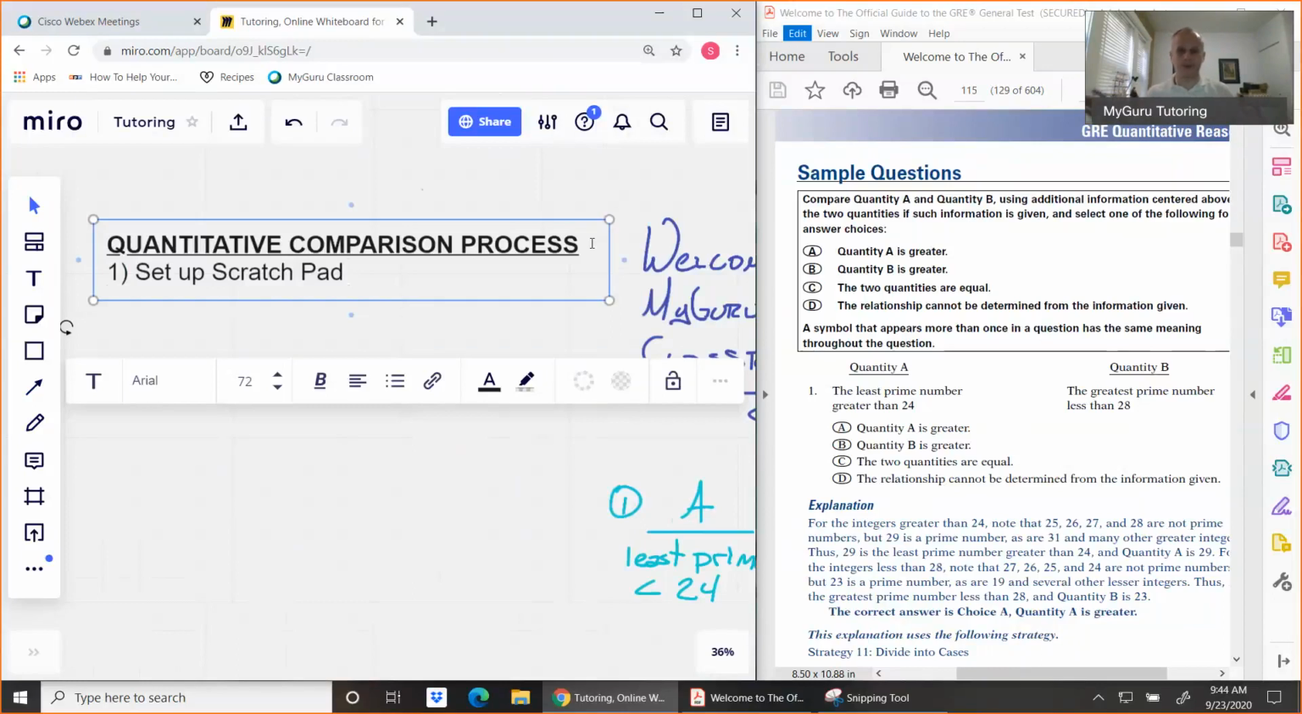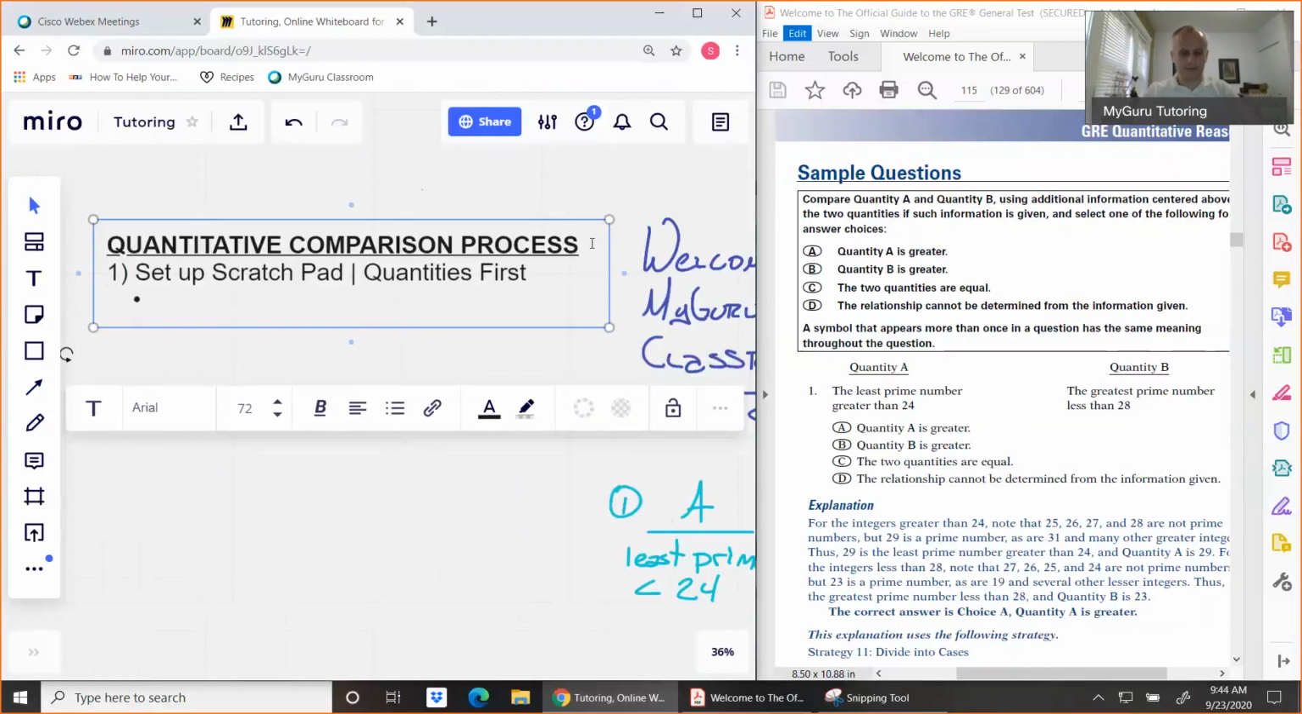But either way, you're going to write down everything for not only the quantitative comparisons, but just about every problem on the GRE, to make sure that you don't make mistakes. So you set up a scratch pad. You do so quantities first, as we just did, right?